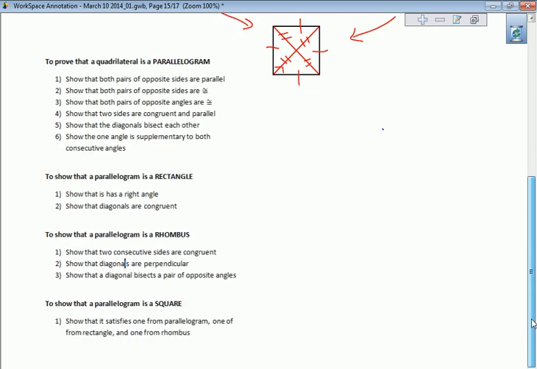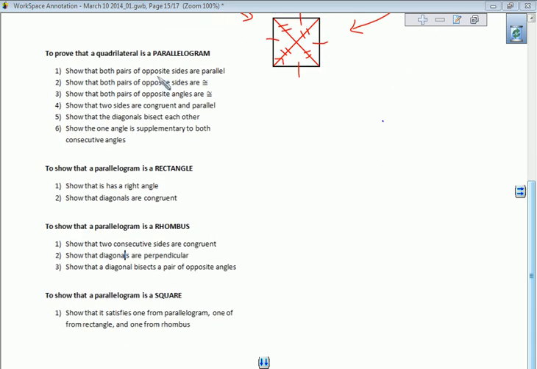Okay, so here they are again. These were our good ones. Both pairs of opposite sides are parallel. Both pairs of opposite sides are congruent. Both pairs of opposite angles are congruent. Show that two sides are congruent and parallel. The diagonals bisect each other. One angle is supplementary to both consecutive angles. Those are the things that would differentiate a quadrilateral as a parallelogram.